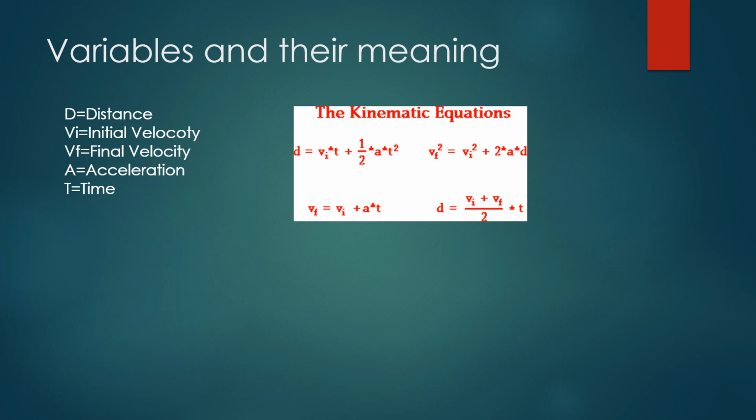The VI is the initial velocity, and the VF is the final velocity. As well, in most of these equations, we also have an A, which stands for the acceleration of the object in motion, and T, which is the time it takes whatever projectile or object in motion to finalize its velocity.